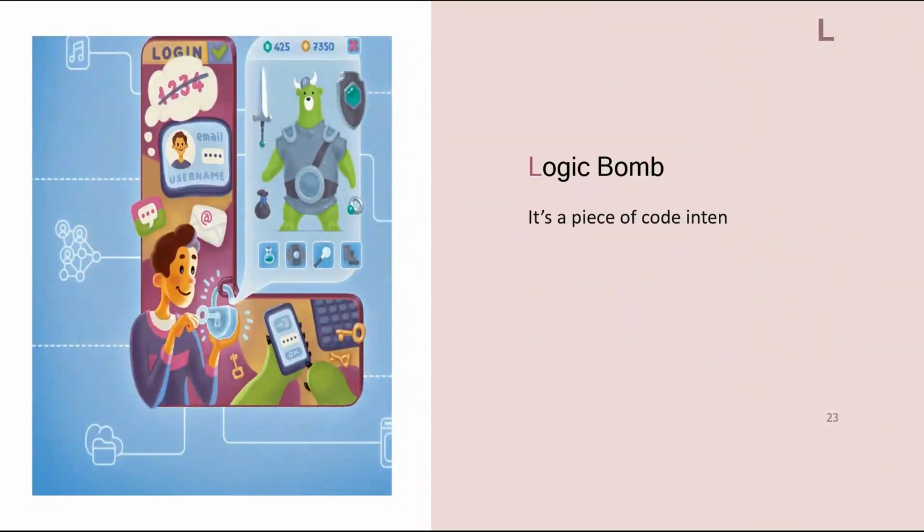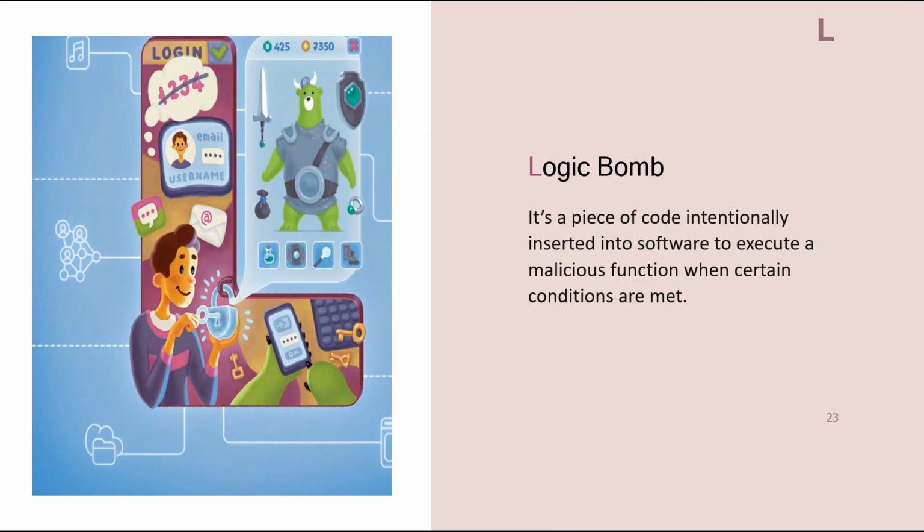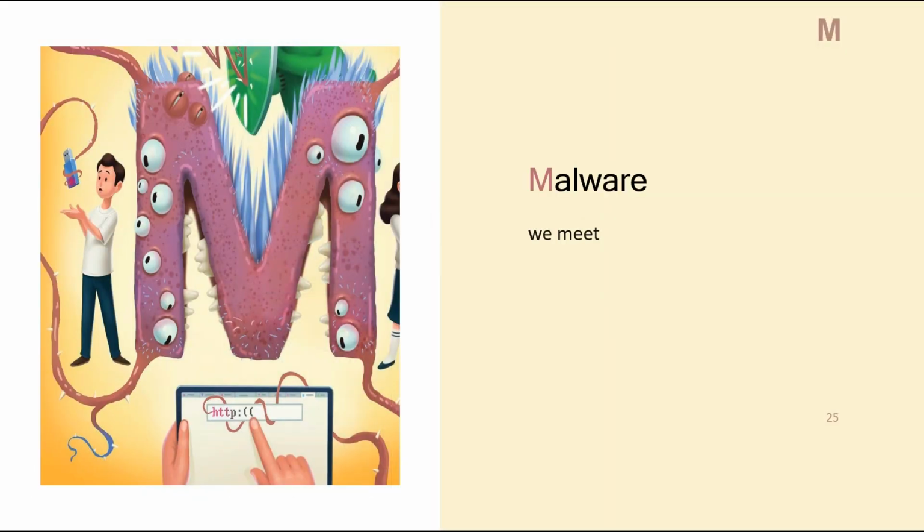Logic bomb. It's a piece of code intentionally inserted into software to execute a malicious function when certain conditions are met. It can't do anything until those conditions are met. So this is a logic bomb. Next is malware. What is malware?